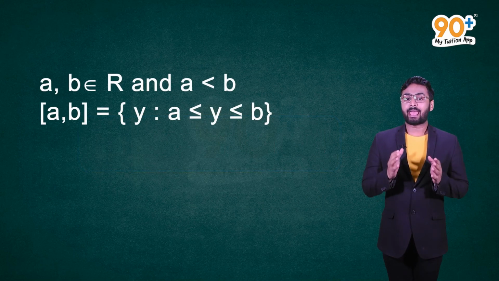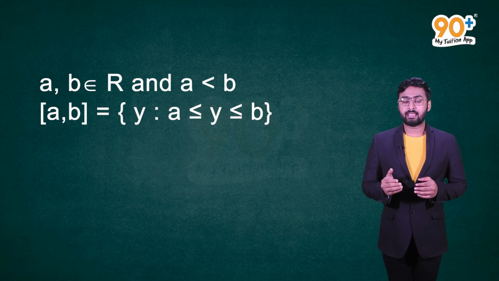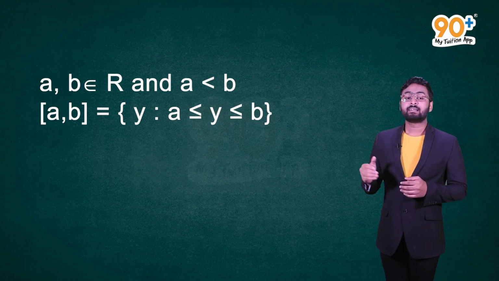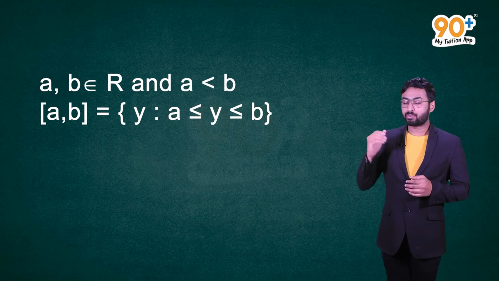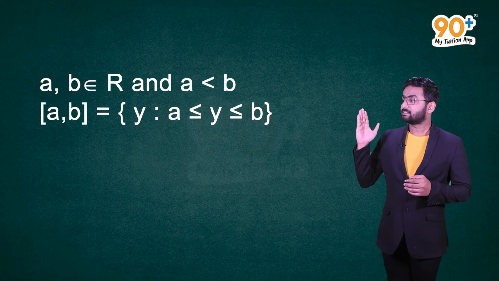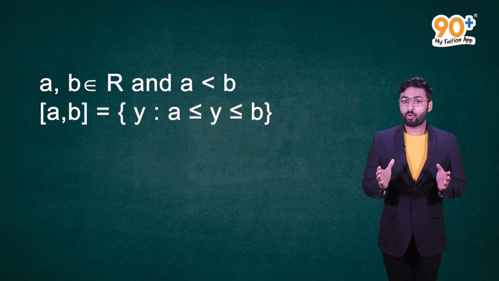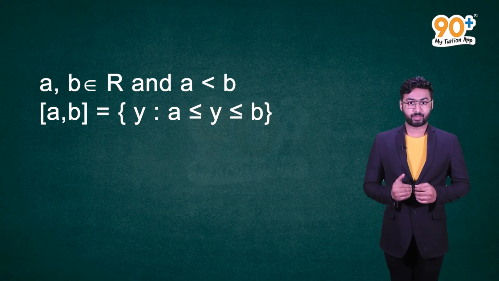Let a and b belong to the set of all real numbers and a is less than b. Then closed interval [a, b] is equal to the set of all y such that a is less than or equal to y, y is less than or equal to b. The only difference between open and closed interval is, in closed interval, the endpoints are also included. Let us take a look.